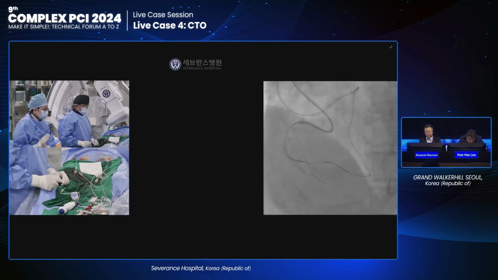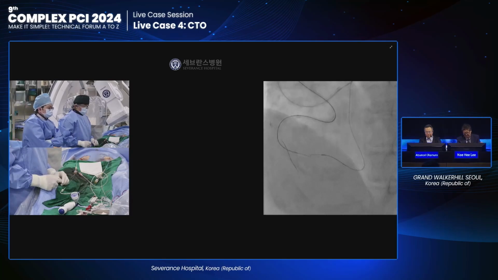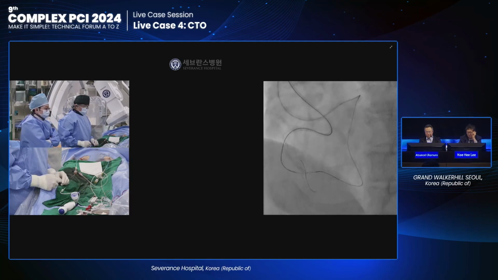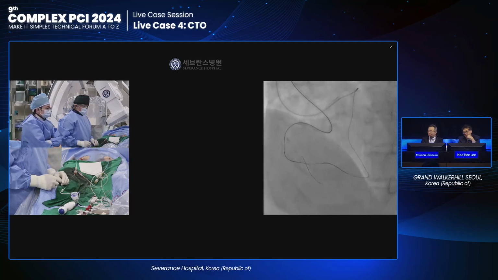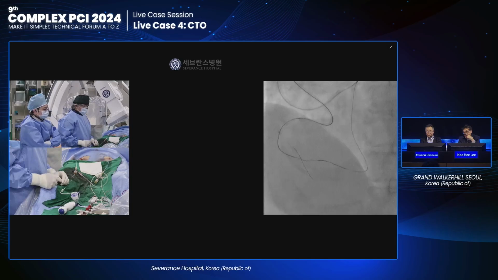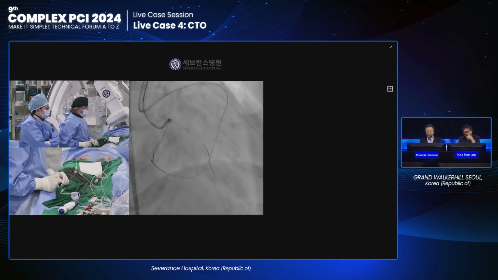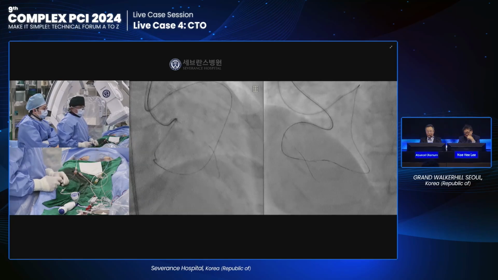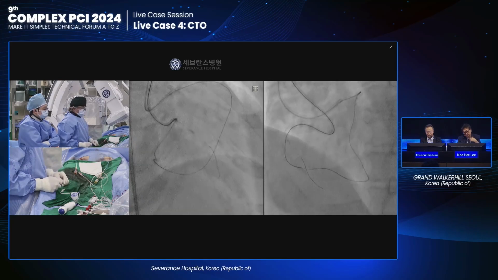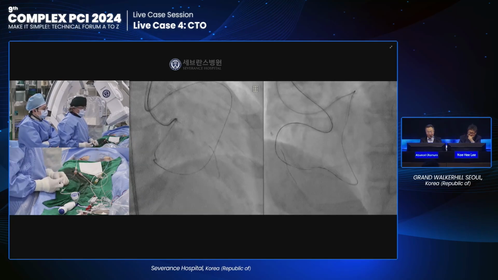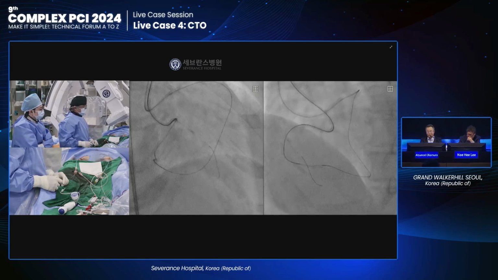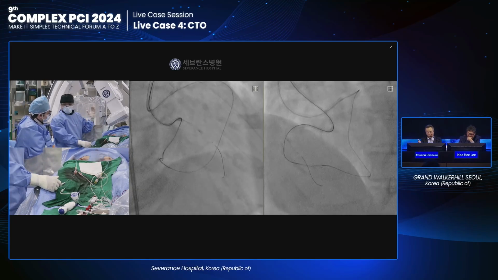What do you think is the most efficient wire for the retrograde? I think in this situation, a controllable wire such as the Gaia series is okay. Gaia series? Yes, I agree. Dr. Lee? Yes. So for retrograde, a controllable wire is better.